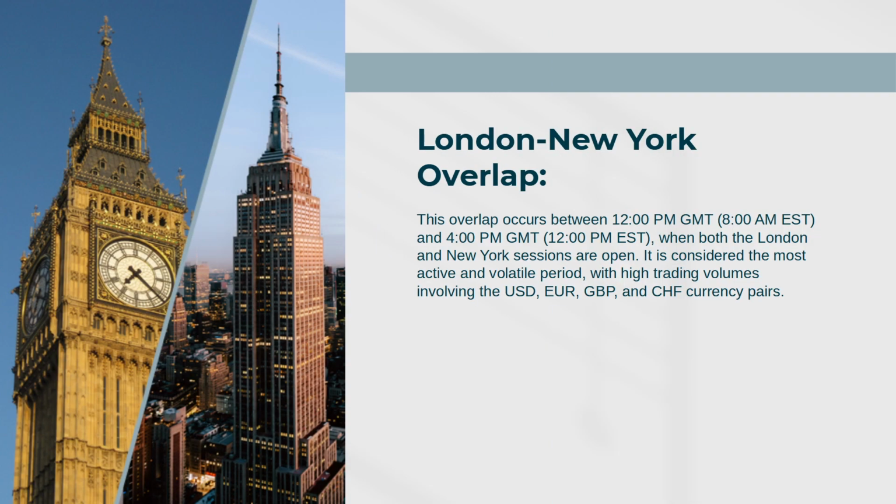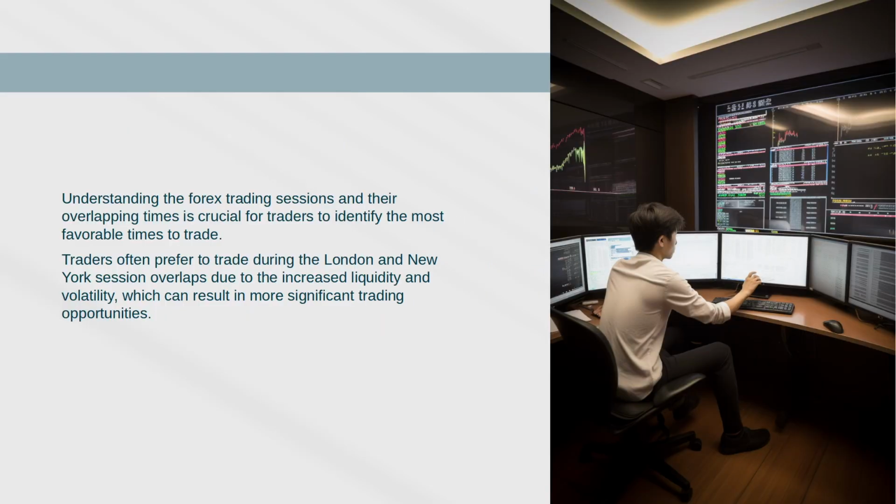London-New York overlap. This overlap occurs between 12 p.m. GMT, which is 8 a.m. EST, and 4 p.m. GMT, which is 12 p.m. EST, when both the London and New York sessions are open. It is considered the most active and volatile period, with high trading volumes involving the USD, Euro, GBP, and CHF currency pairs.